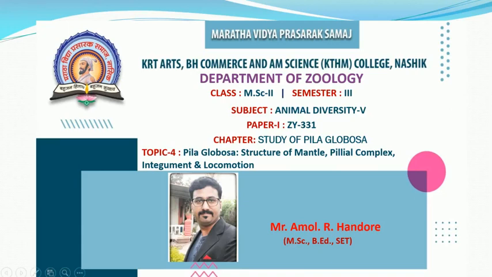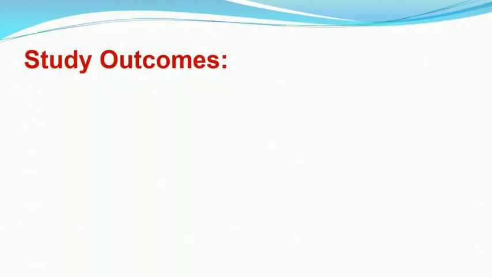Hello dear students. In the last lecture we studied the external characters of the phylum Pila globosa, wherein we studied the structure of the shell, histology of the shell, and the body structure which comprises head, foot and visceral mass. Now in today's lecture we are going to deal with the structure of mantle, pallial complex, integument or body wall, and locomotion in Pila, that is the apple snail.